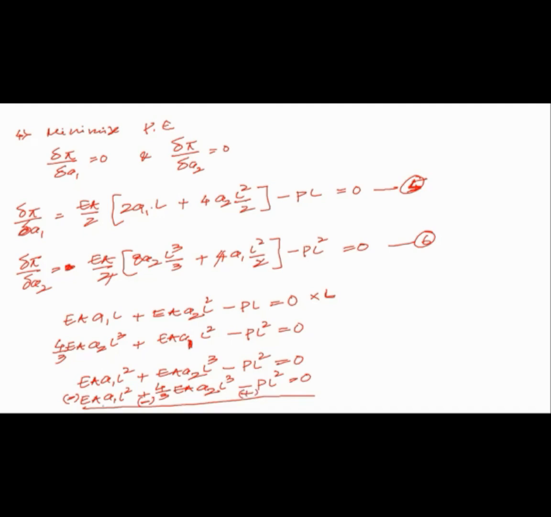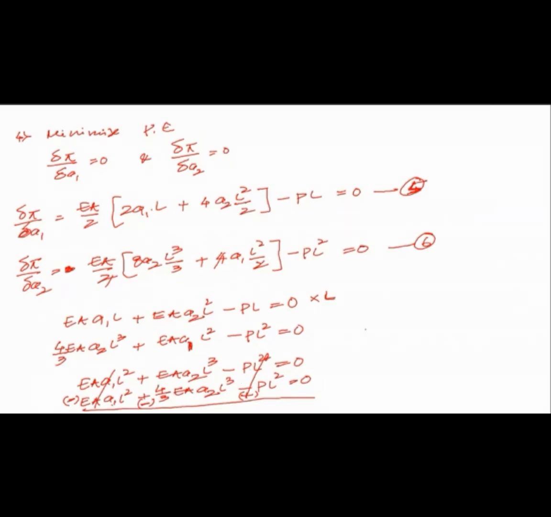So EA A1 L square and EA A1 L square, one positive and one negative, will get cancelled. Then here minus PL square and this plus PL square, these two also get cancelled. Then what is left? I have EA A2 L cube as the first term. Now I have changed the sign here, so it is minus 4 by 3 EA A2 L cube is equal to 0. I have 0 here, so it is equal to 0. Then can you tell me what is the value of A2?